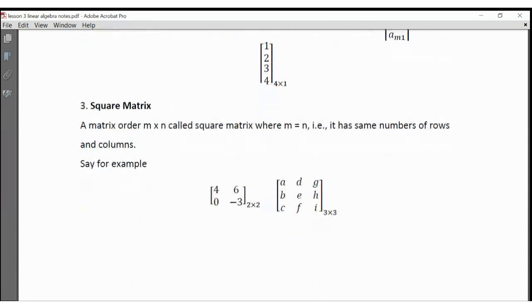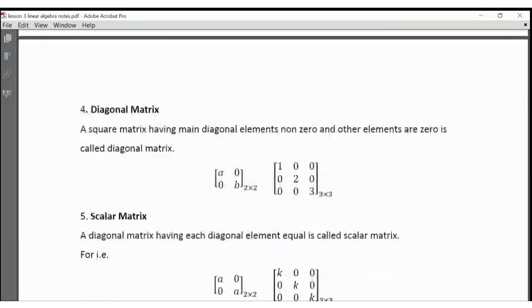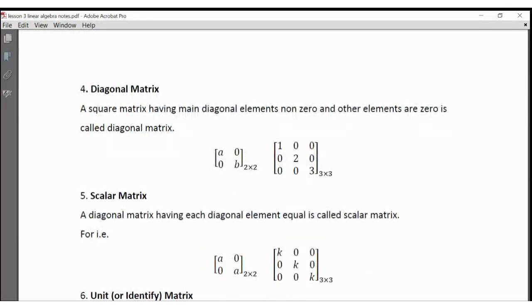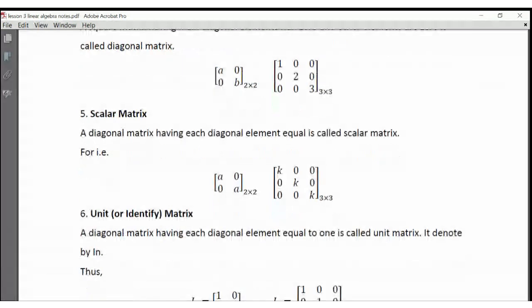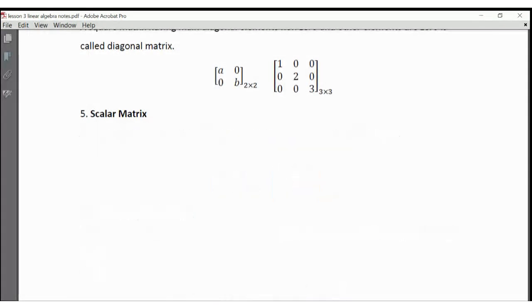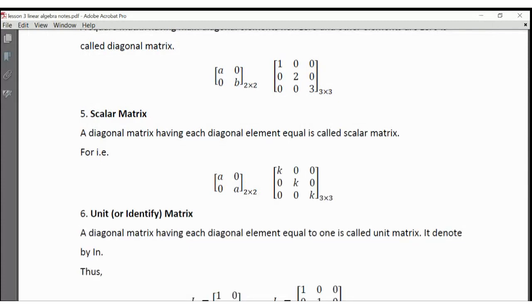We have a diagonal matrix. This one is a square matrix having the main diagonal. The main diagonal is the one that cuts basically from where? From left to right, at the center. So if you have non-zero elements there, it's called a diagonal matrix. Then we have a scalar matrix. It is a diagonal matrix having each diagonal element equal. So if you go to the diagonal matrix and the leading diagonal is all identical, then we call it a what? A scalar matrix.